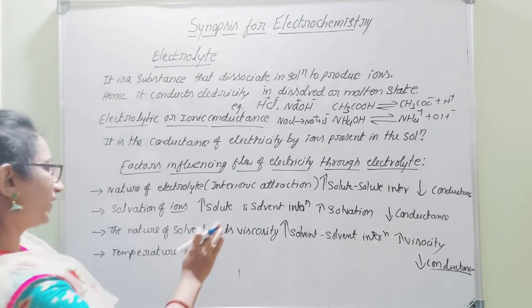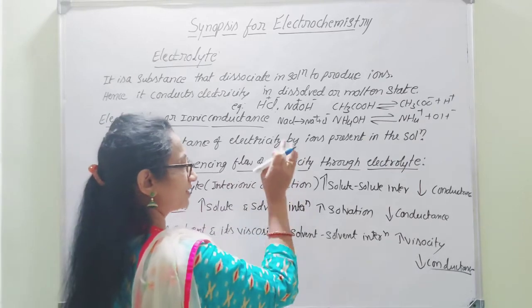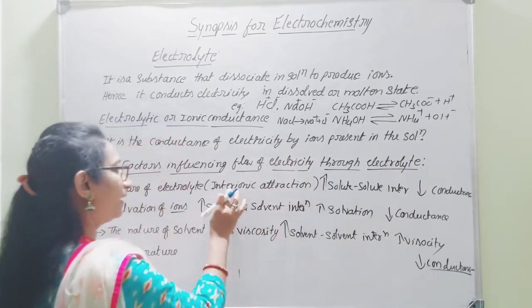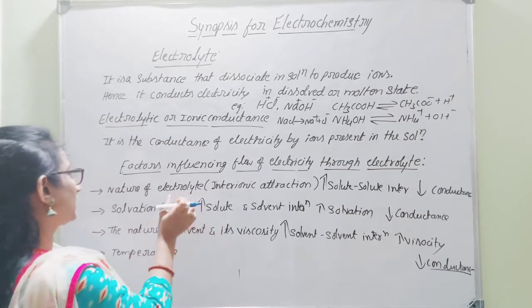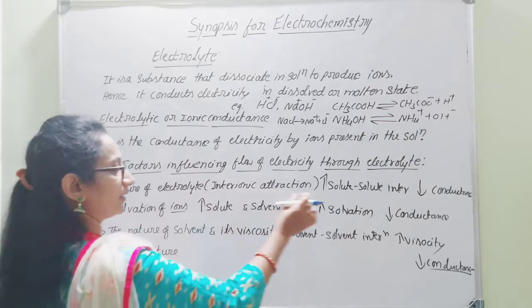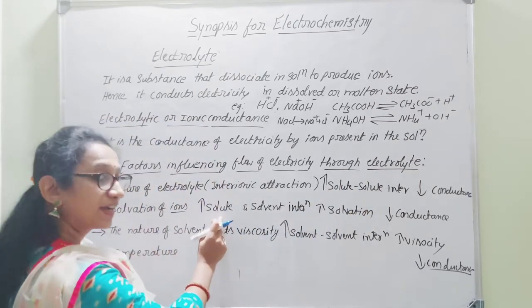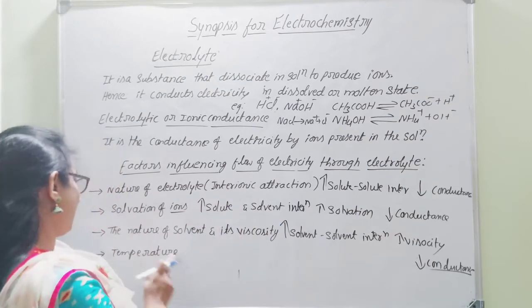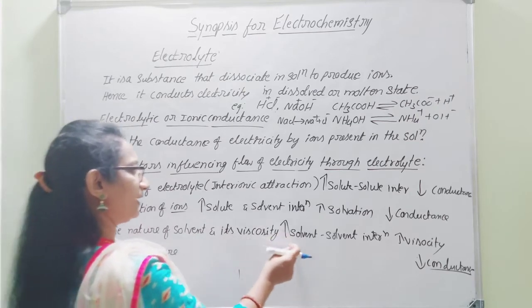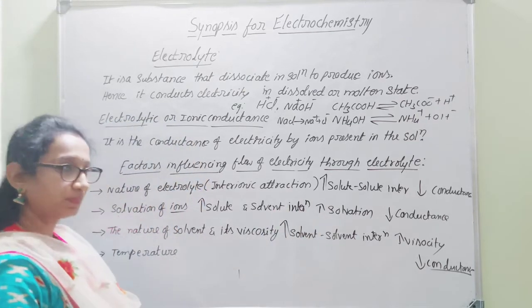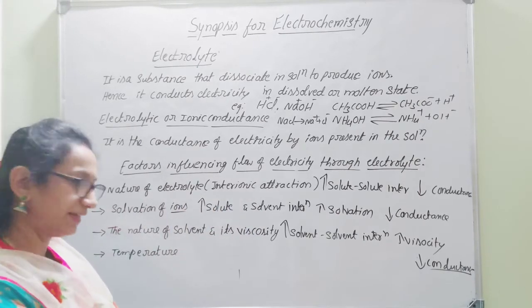That is how we can decide whether there is an easy flow of electricity or it is difficult for the flow of electricity based on the interactions, which are those three types of interactions. Nature of electrolyte, that is interaction between solute-solute, and solvation of ions, that is interaction between solute and solvent, and then nature of solvent, that is interaction between solvent and solvent. The higher these interactions, the lesser will be the conductance.